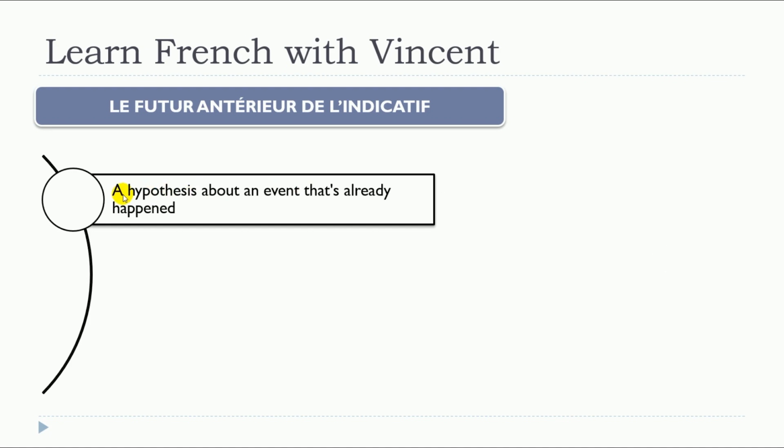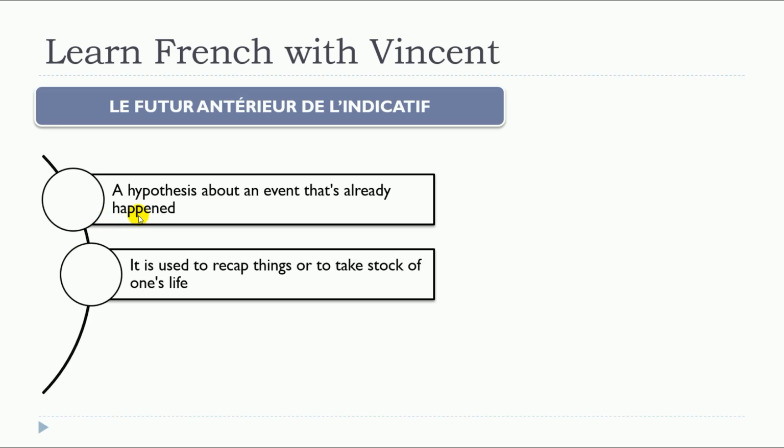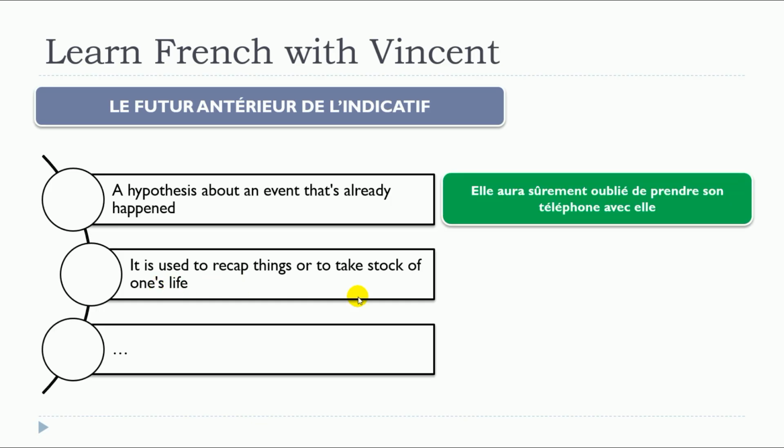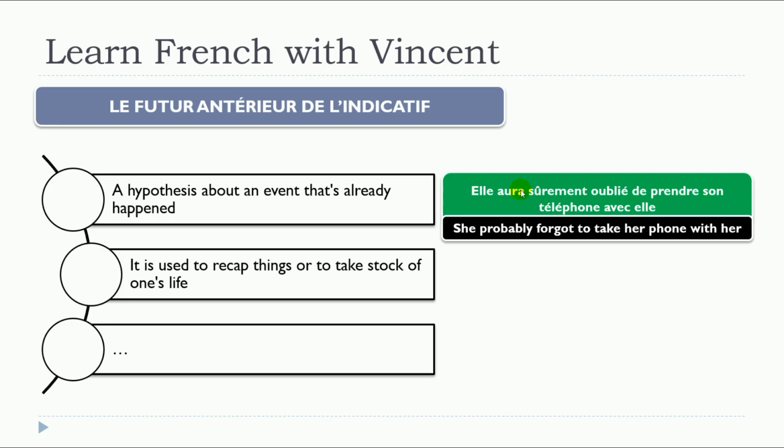We can use it also for a hypothesis about an event that's already happened. Or then it is used to recap things or to take stock of one's life. So let's see the examples now. Elle aura sûrement oublié de prendre son téléphone avec elle. So in that case, as you can see, the verb is oublier. We put it in the futur antérieur form.